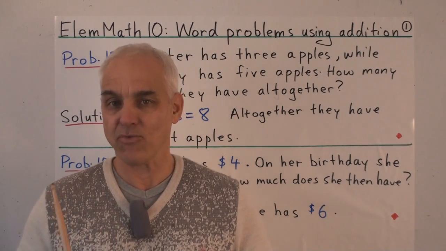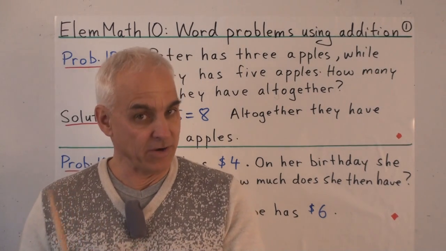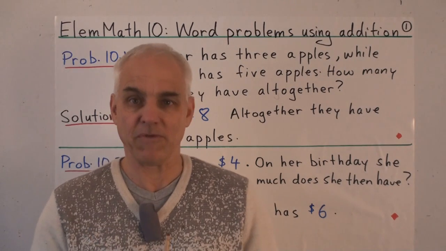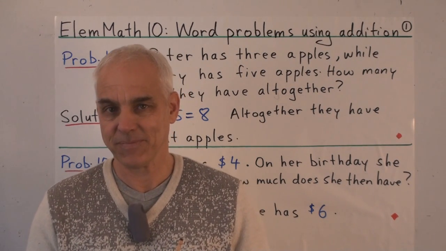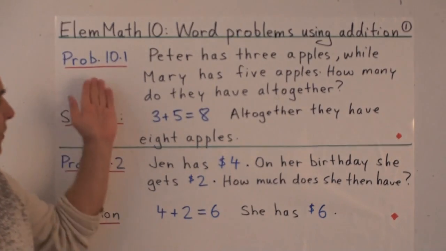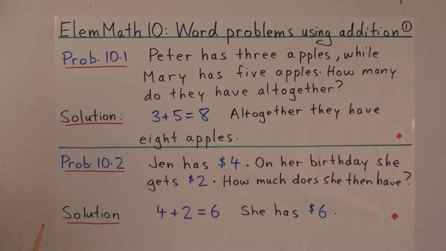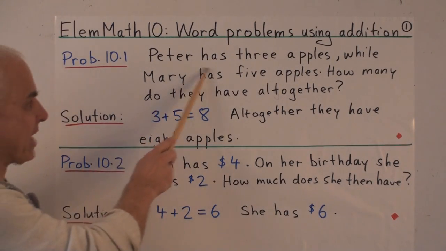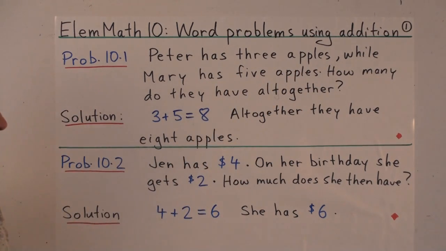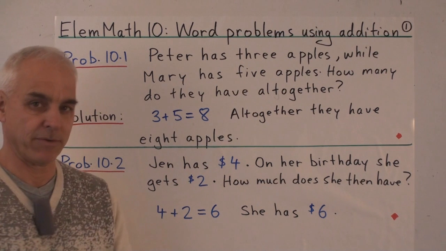We'll be covering quite a range of problems, some very simple ones, and then some not so simple ones as we go a little bit further on into the lecture. So let's have a go. Our first problem is this one. Peter has 3 apples while Mary has 5 apples. How many do they have altogether?